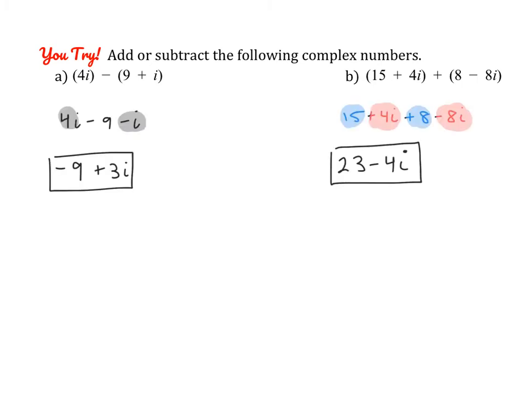All right, so go ahead and check. For part A, you just need to be careful that you did distribute that negative. We're subtracting both terms, so it's minus 9 minus i. And then again, it's just combining like terms. And just for the standard form, we should always write the real part first. So it should be negative 9 and then plus 3i. Then in part B, since we're simply adding, the parentheses don't really do anything for this problem, so we can simply combine like terms, and you get 23 minus 4i.